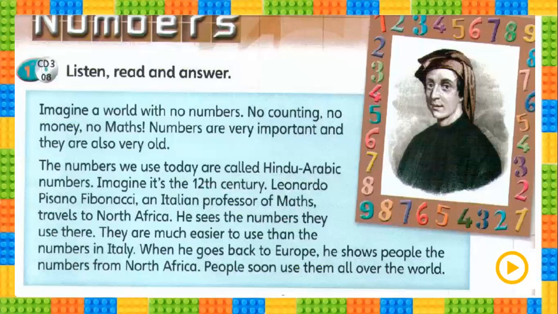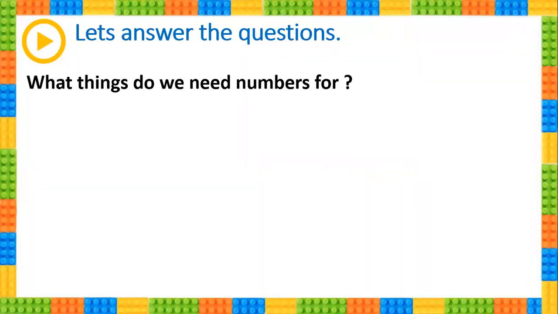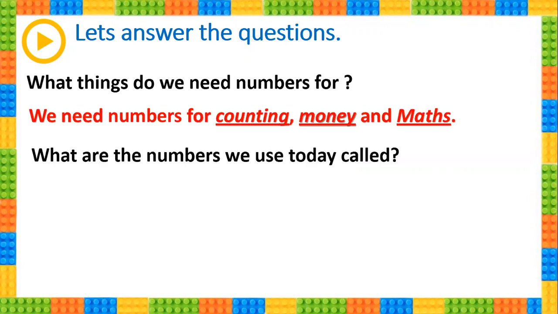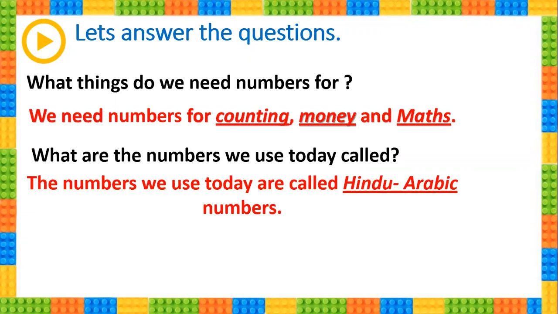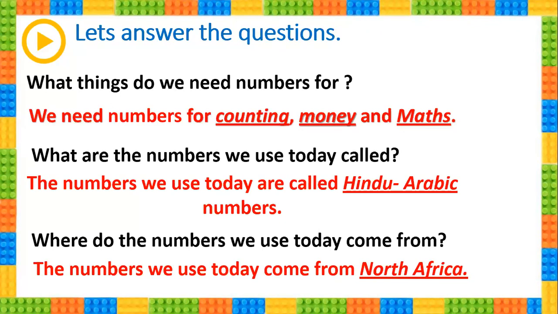So that's all with the text. Now let's find the answers to our questions. What things do we need numbers for? Let's think. Yes, we need numbers for counting, money, and math. Then, what are the numbers we use today called? The numbers we use today are called Hindu Arabic numbers. Yes. Then, where do the numbers we use today come from? What is their first country? The numbers we use today come from North Africa.